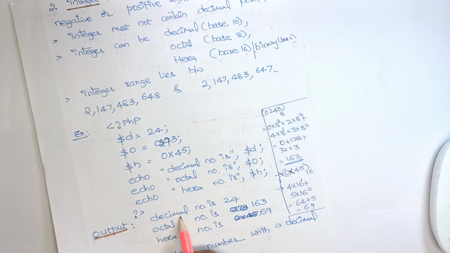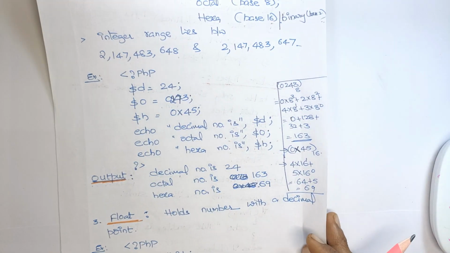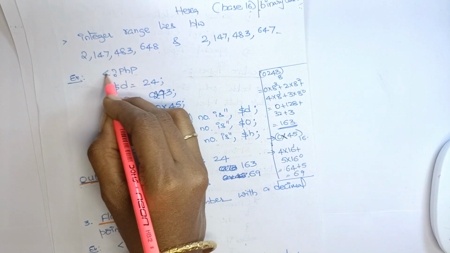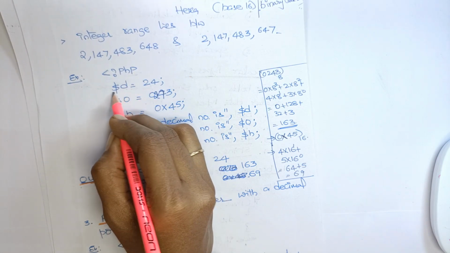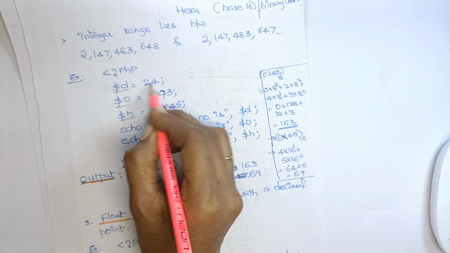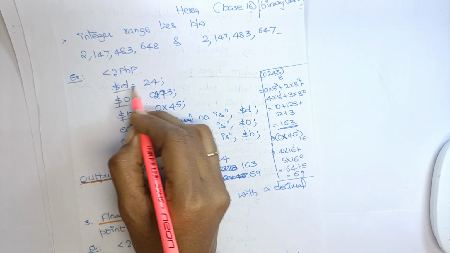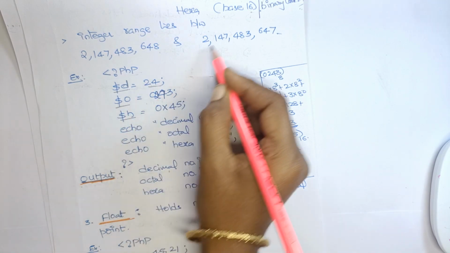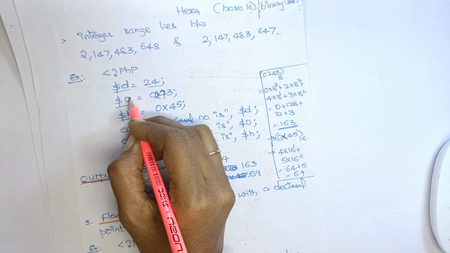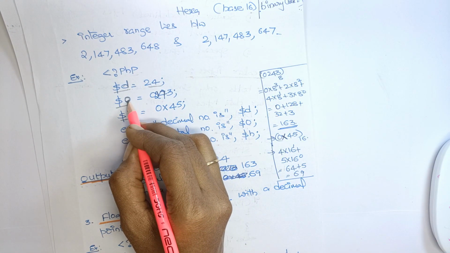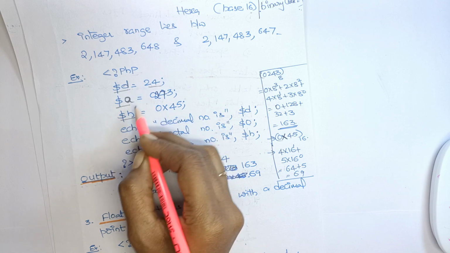Next we will see one simple program for integer. In PHP, within less than question mark PHP, I'm using some variables. To hold the decimal value, I am using the D variable. $D is equal to some number, any number you can take. For example, to store the octal value, I am using $O. This is the letter O, not 0, otherwise you can take any name.